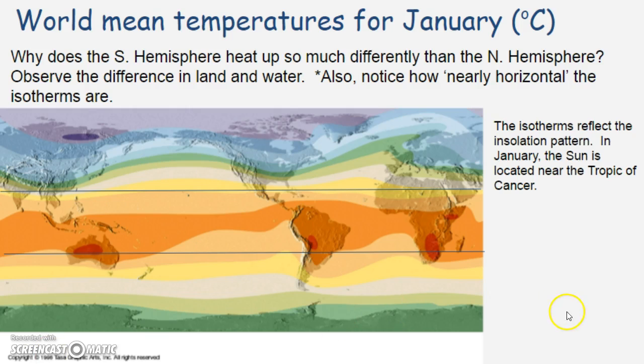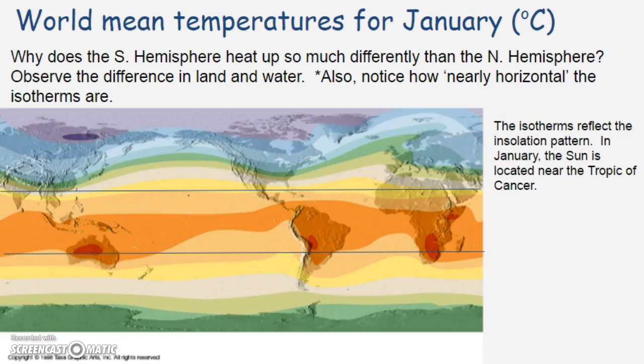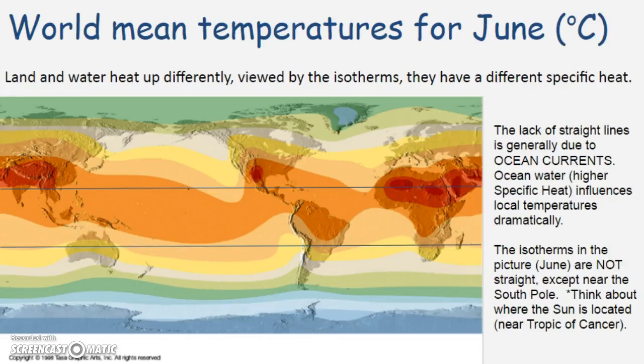Now I'm going to go back and forth. I want you to see how the isotherms differ. I labeled the Tropic of Cancer and Tropic of Capricorn just to give you a little perspective here. And notice how the isotherms kind of bounce back and forth during a calendar year. They're simply reflecting the insolation that's acting on different parts of the land masses.